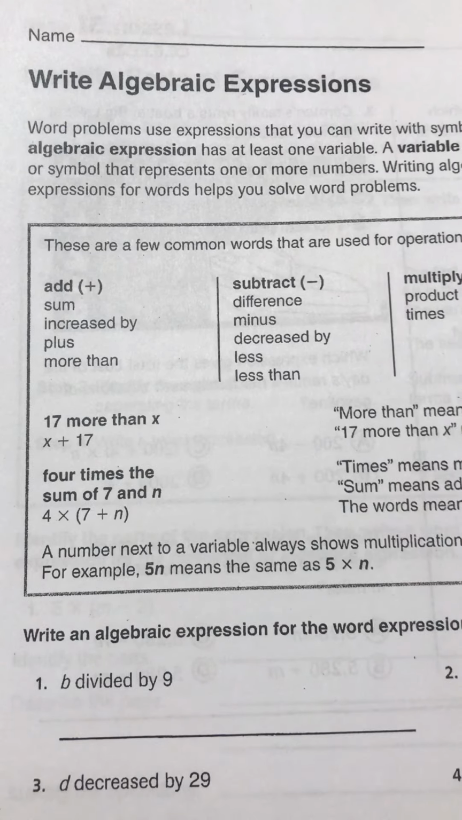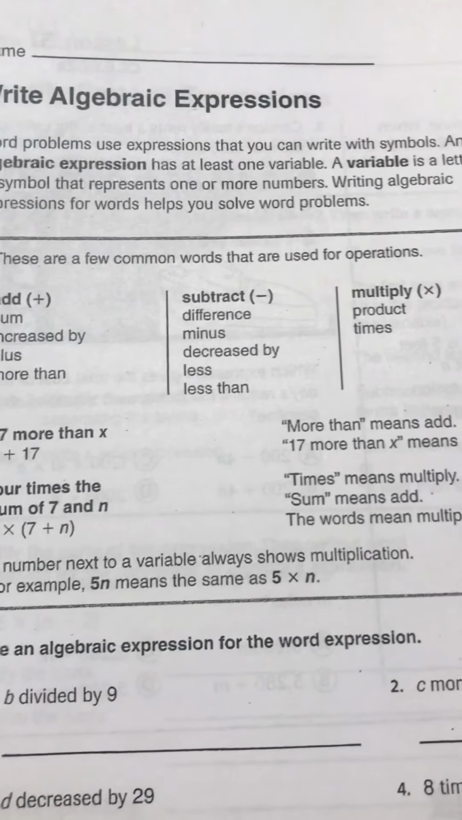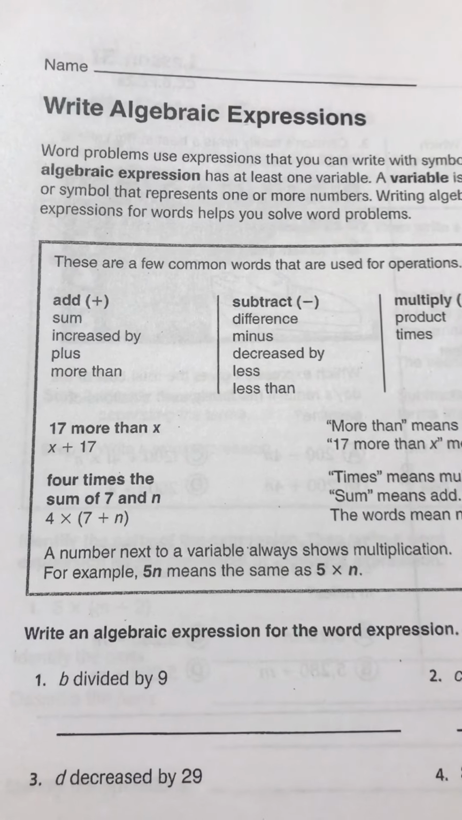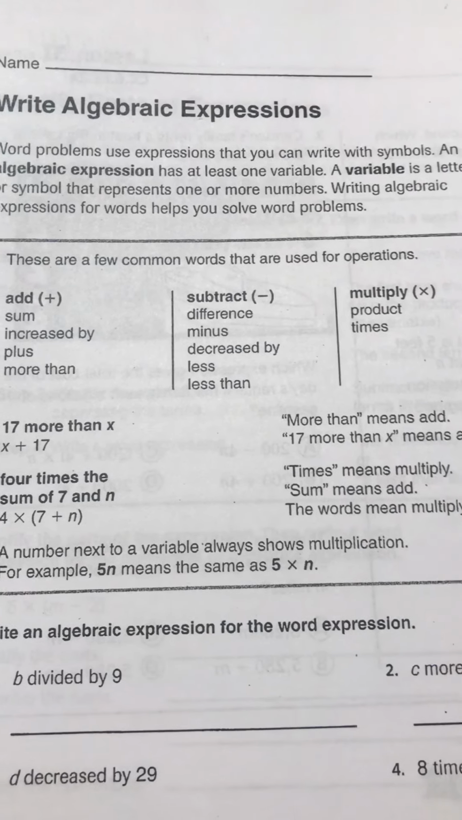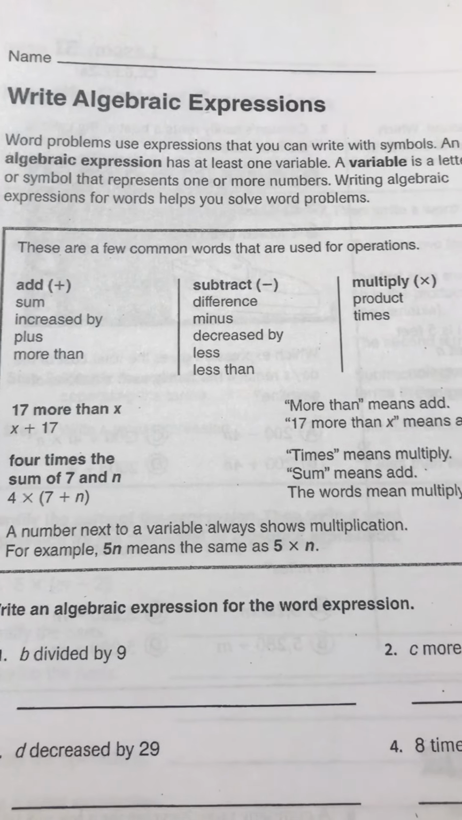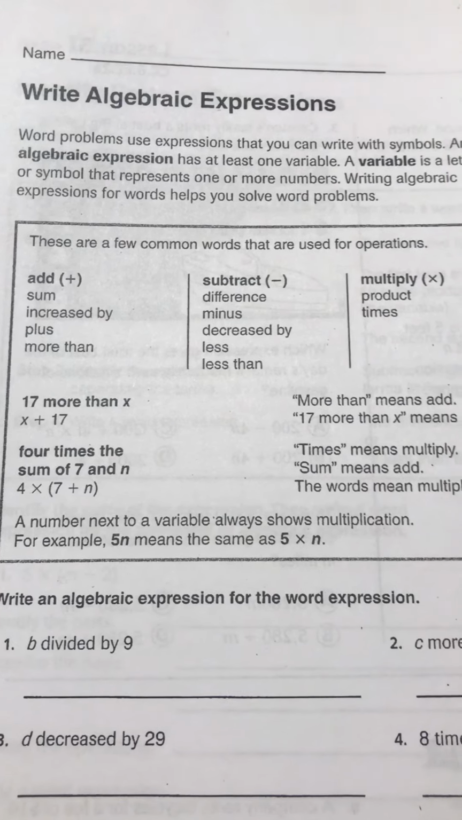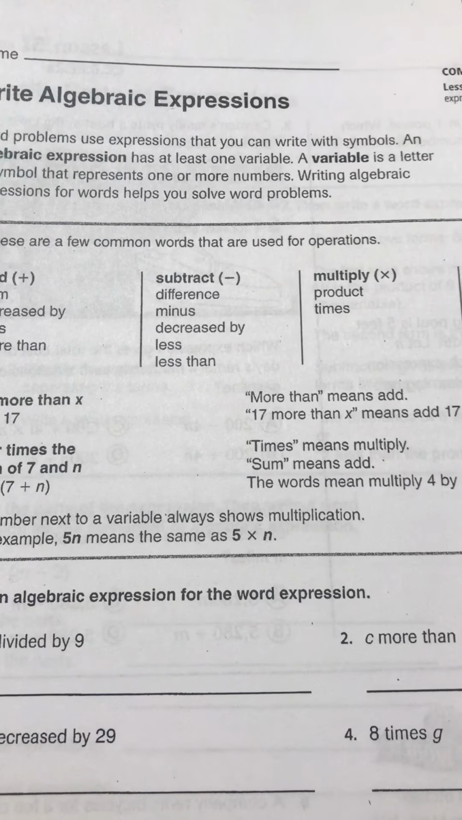So algebraic expressions are just word problems that use expressions that you can write with symbols. An algebraic expression has at least one variable. A variable is a letter or symbol that represents one or more numbers. Writing algebraic expressions for words helps you solve word problems.